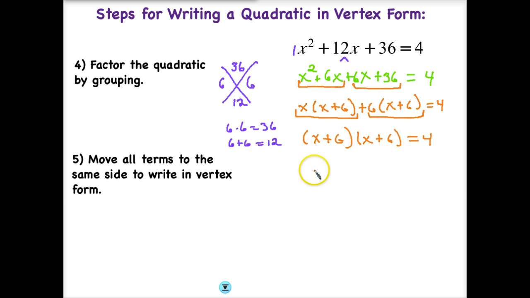And when you write these, to put them in vertex form, since they're exactly the same, you can write them as x plus 6 squared, since you have two of those. So we'll use this shortcut on the next one.